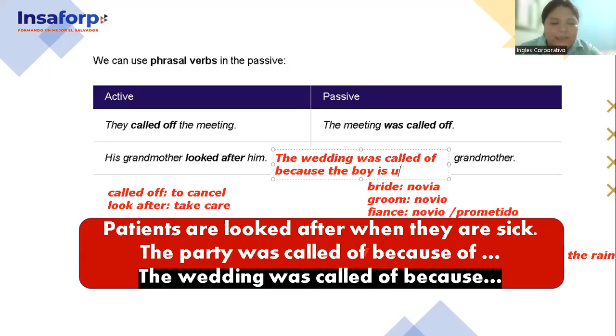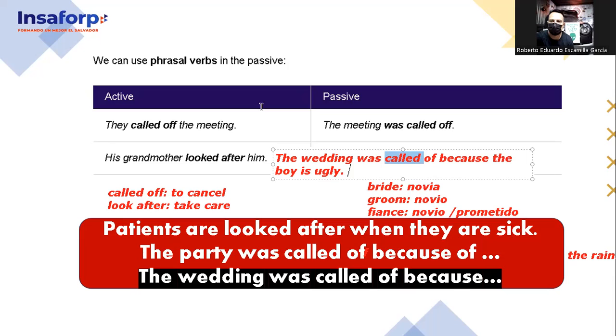Thank you. Okay. Let's see. Roberto, can you read your example? Roberto Eduardo Escamilla. Look for your example. You're looking for the chat. Don't worry. You can look. Okay, I got two. The first one is the wedding call off because somebody lost the ring. Okay, the wedding was. Was or was called off. So don't forget to convert the verb in the participle form. The wedding was called off, the participle called off, because somebody lost the ring.